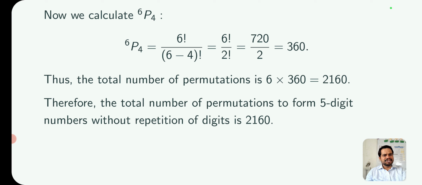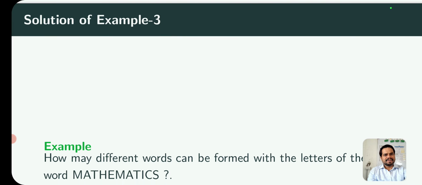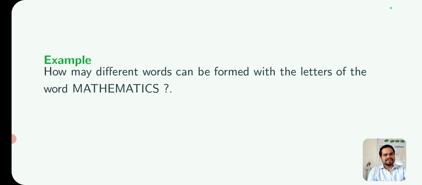given by 6 times 360, which equals 2160. Therefore, the total number of permutations to form 5-digit numbers without repetition of digits is 2160. Do you understand? Now look here. The next example.